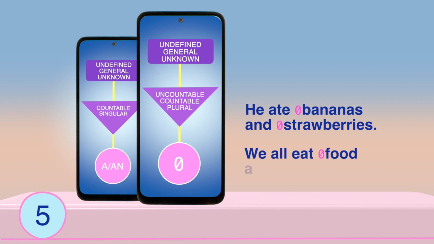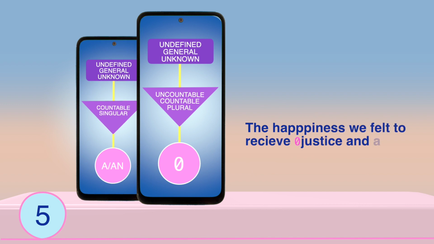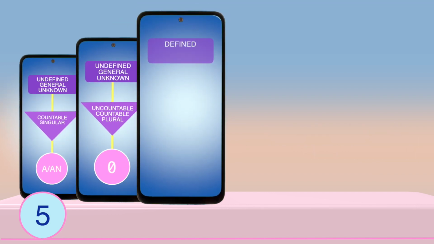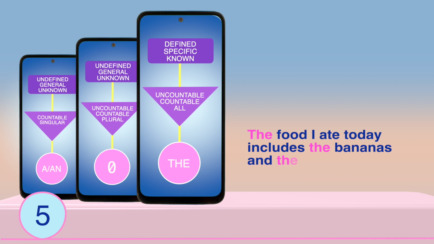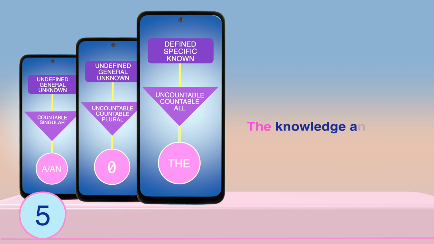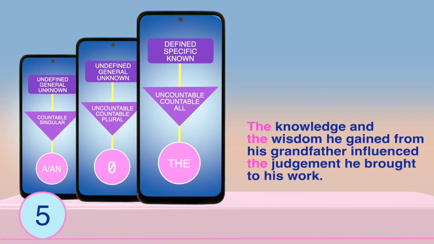We all eat food and drink water. The happiness we felt to receive justice and achieve freedom was unbelievable. And all defined nouns, when they are referring to something specific or already known to us, whether they are uncountable or countable singular or countable plural, take a definite article the. The food I ate today includes the bananas and the strawberries I had in my fruit salad. The knowledge and the wisdom he gained from his grandfather influenced the judgment he brought to his work.